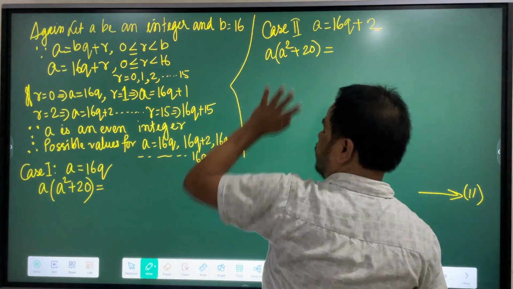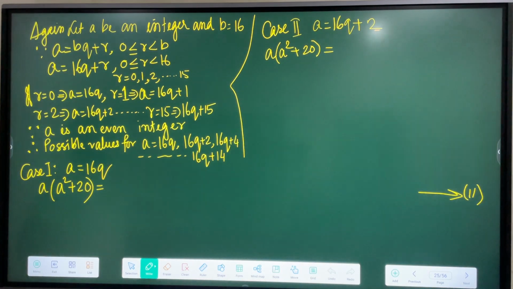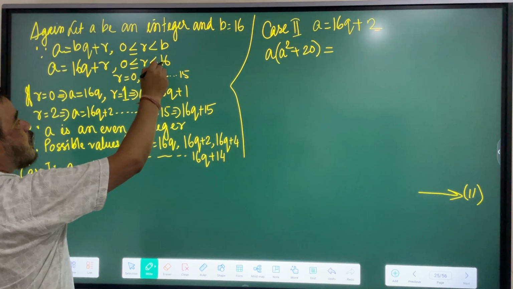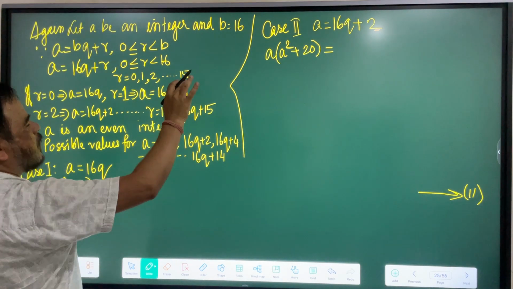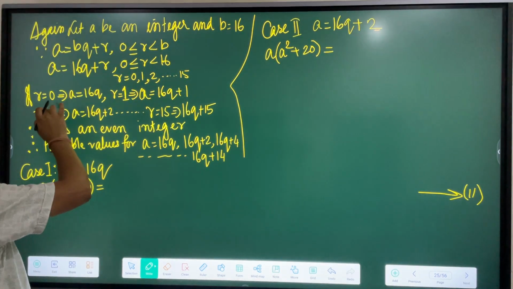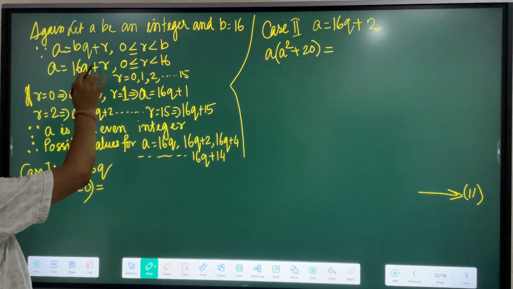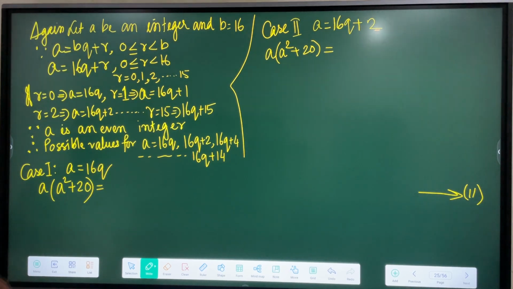So b equals 16. So r is greater than or equal to 0 and r is less than 16. That less than 16 means what? 0 to 15: 0, 1, 2, 3, 4, 5, 6, 7, 8, like this up to 15. So if r equals 0, a equals 16q. If r equals 1, then 16q plus 1, 16q plus 2, like this it will go on. So now here we have to take even integers.